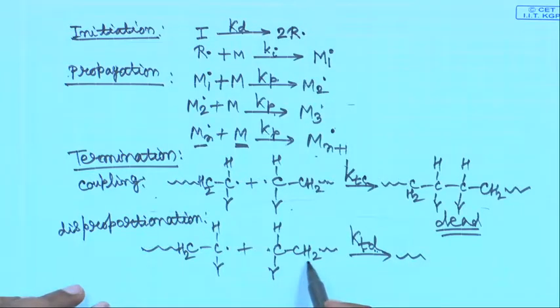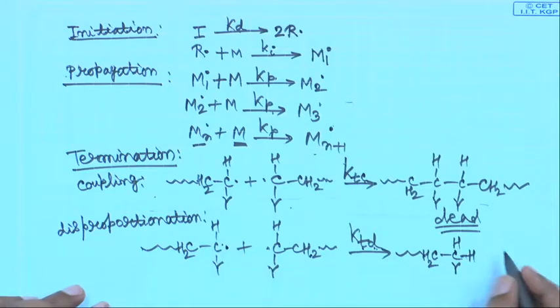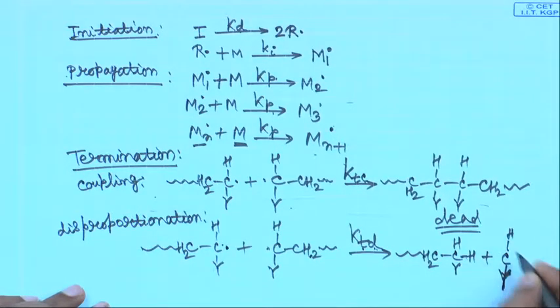What will happen is that one of these hydrogens will be abstracted by this radical that goes here, and then you have a double bond that is produced here. So, ultimately the product will be something like this, CH2 CHY, and this hydrogen is shifted here. So, this radical is scavenged, and then this species will be converted to CYH double bond CH2. So, this is termination through disproportionation.